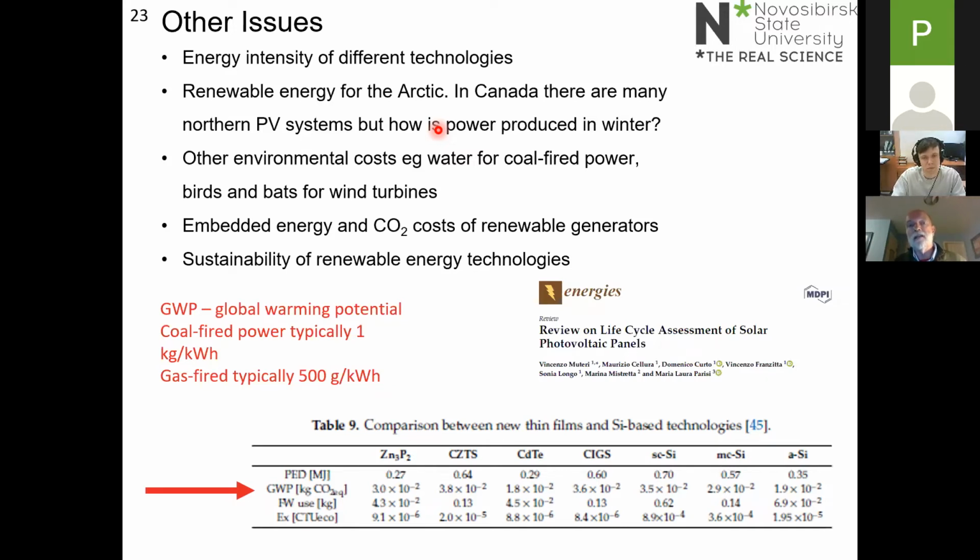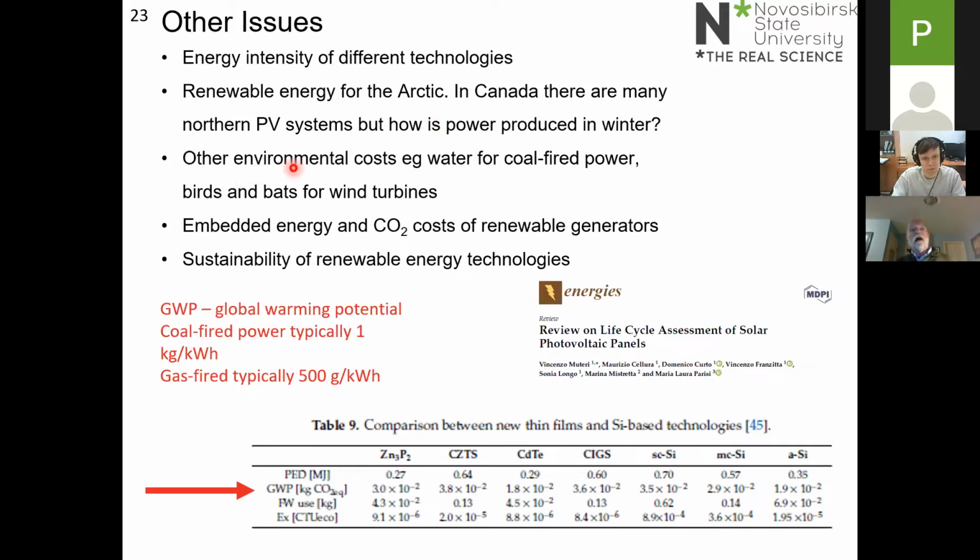And I have a meeting in a week's time with the manager of the research station up in the Arctic, and we're going to talk about whether it makes sense to look at hydrogen production from renewable energy in summertime to store as fuel to use in wintertime.